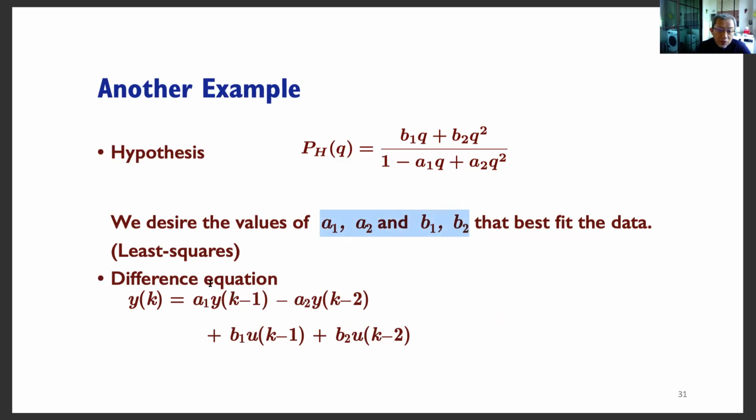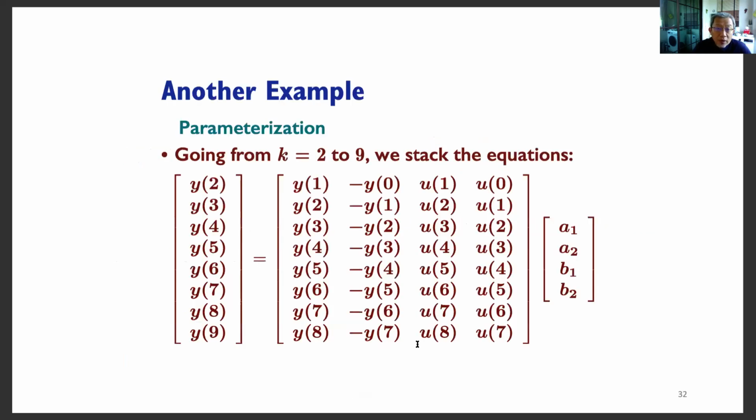So we use the difference equations of the second order system, which is here. Previously it was the first order difference equation. Now it is the second order difference equation because our structure is second order. Then we simplify from k equal to 2 to 9. Then we set up the equations as shown here. So this is y, 1, 2, 3, 4, 5, 6, 7, 8, an 8 by 1 matrix. This is a 9 by 4 matrix, and then we have a 4 by 1, which is the estimated parameters A1, A2, B1, and B2.